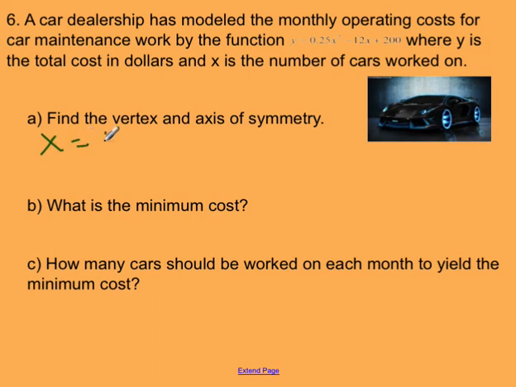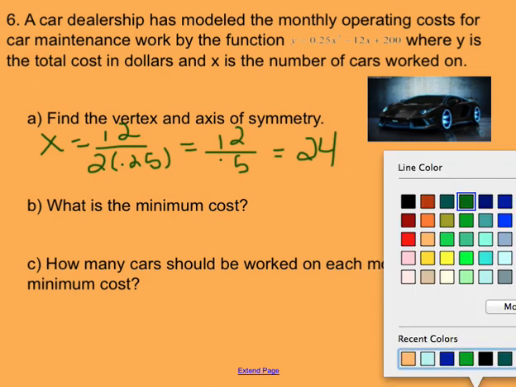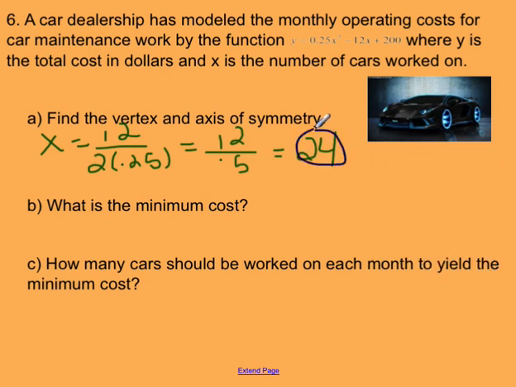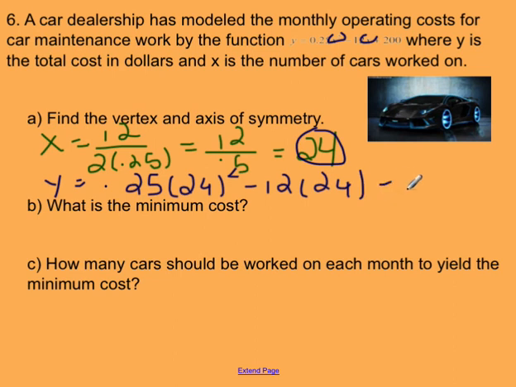So we're going to do the opposite of b, so since it's a negative 12, it's going to be positive, divided by 2a. Well, it's 0.25, so 2 times 0.25 is actually 0.5. 12 divided by 0.5 is 24. So now we know that x is equal to 24. So where I see x up here, I can plug in 24. So I get 0.25 times 24 squared minus 12 times 24 plus 200.